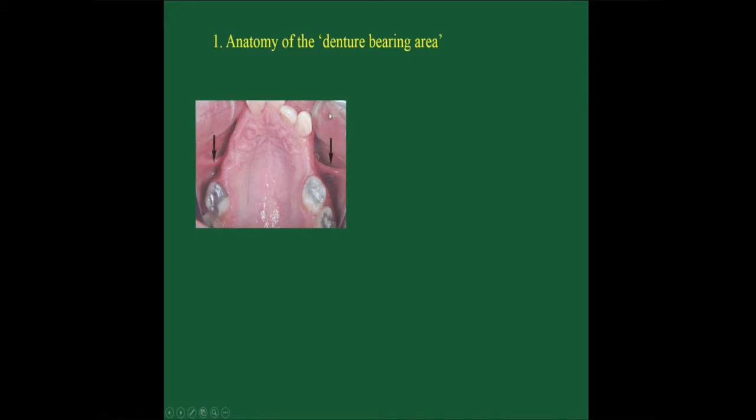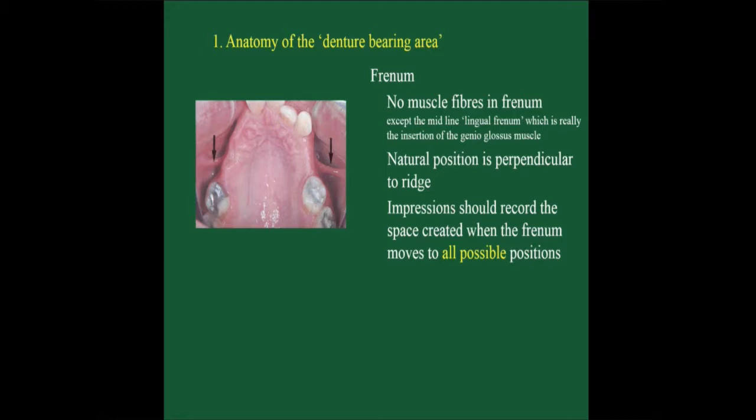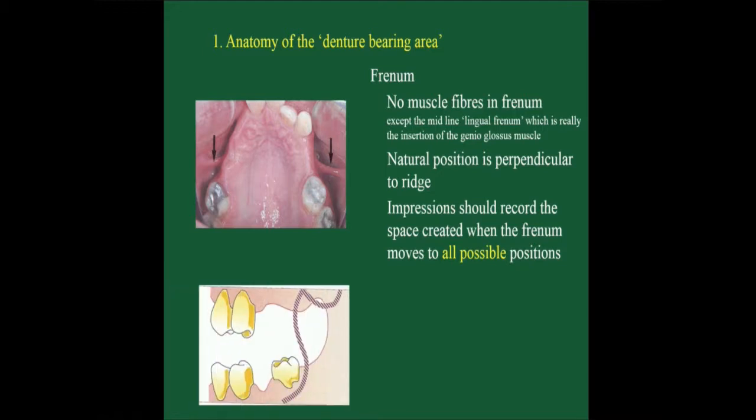But it does also move forward just as far, and in function when a patient is smiling, grimacing, talking, moving, blowing kisses, the frenum moves forward as well as backwards, and when we take our impression we want to move that frenum dynamically so that we record all possible positions of that frenum. That's a common mistake on impressions, to record the frenum frozen in a single position.